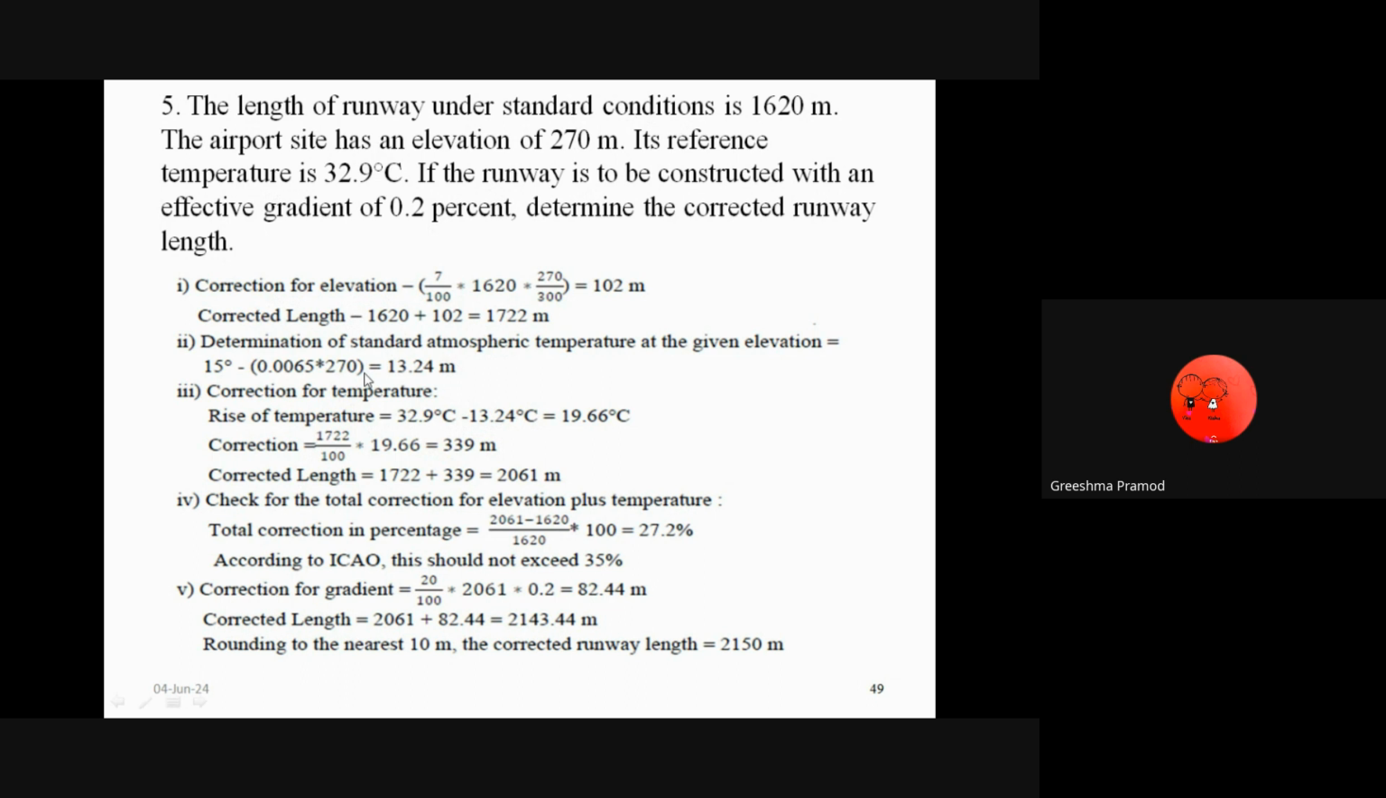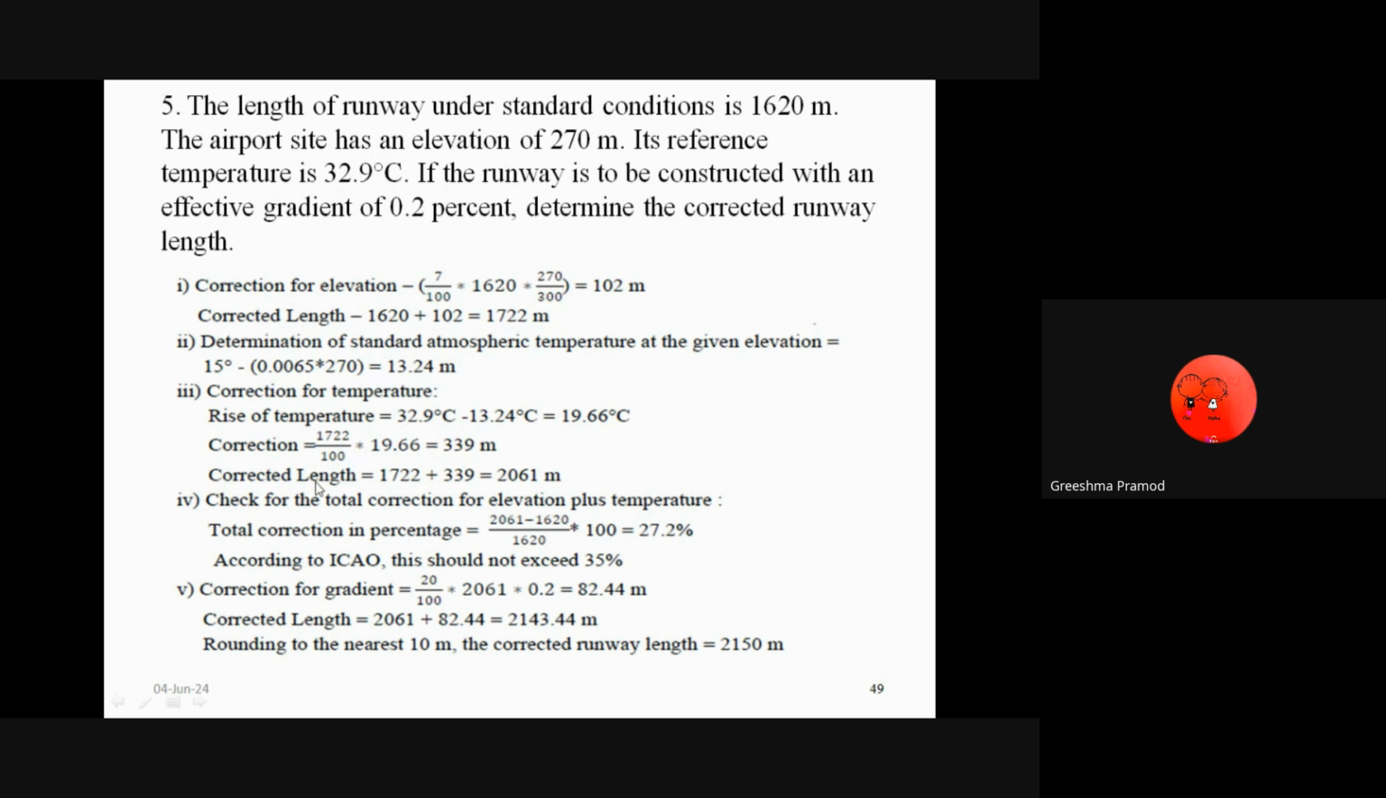Okay, into the given elevation. അപ്പോൾ നമുക്ക് കിട്ടും. അപ്പോൾ rise of temperature പറഞ്ഞാൽ airport reference temperature, that is the reference temperature which is given to you in the question, minus the standard atmospheric temperature which you have already found out now, will give you the value. So correction apply ചെയ്യുമ്പോഴത്തേക്ക് നമ്മൾ ലെങ്ത്തിന് corrected runway length for elevation ചെയ്ത that correction divided by 100 into the rise of temperature will give you the value.